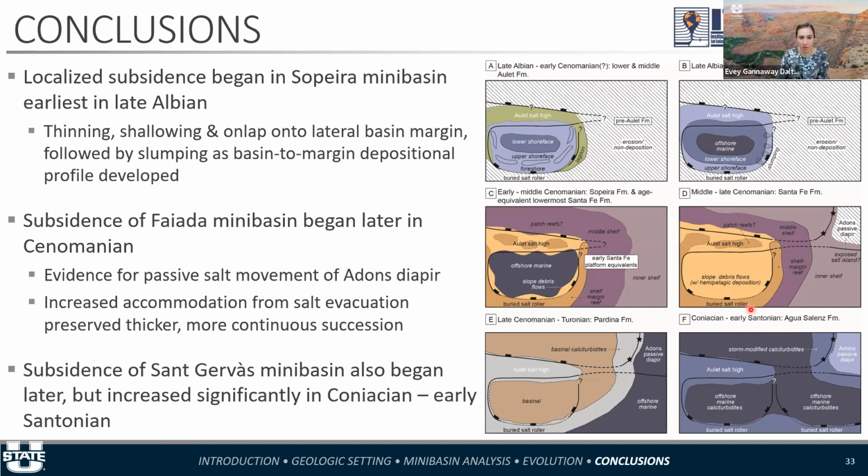The second panel shows us the subsidence of the Fiata mini basin beginning later in the Cenomanian, and we've got evidence for passive salt movement of the Adons diapir and increased accommodation as a result. And then also during this time period and also into our final set of panels here, we get subsidence of our San Gervas mini basin, also beginning later, but again, remember, increasing significantly here at the very end of this succession.